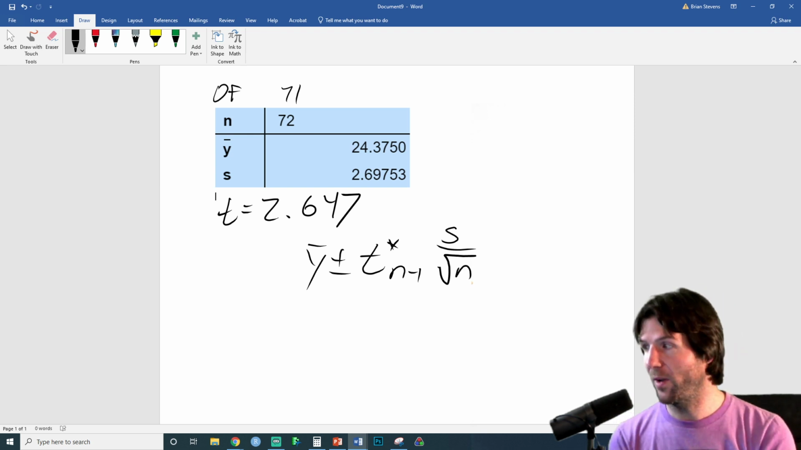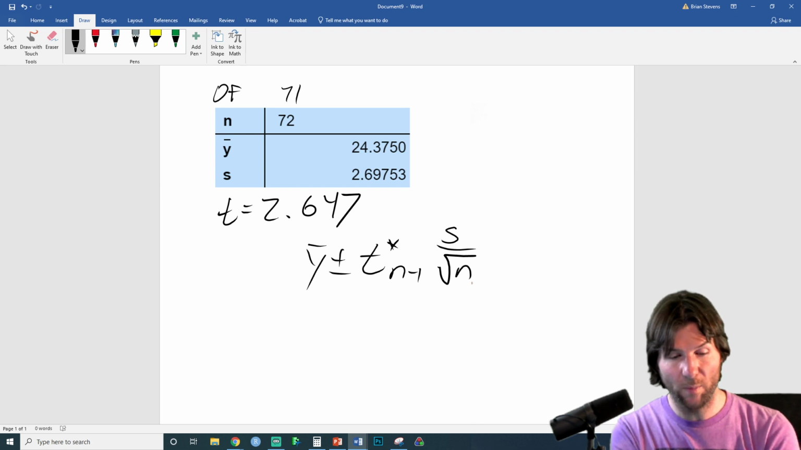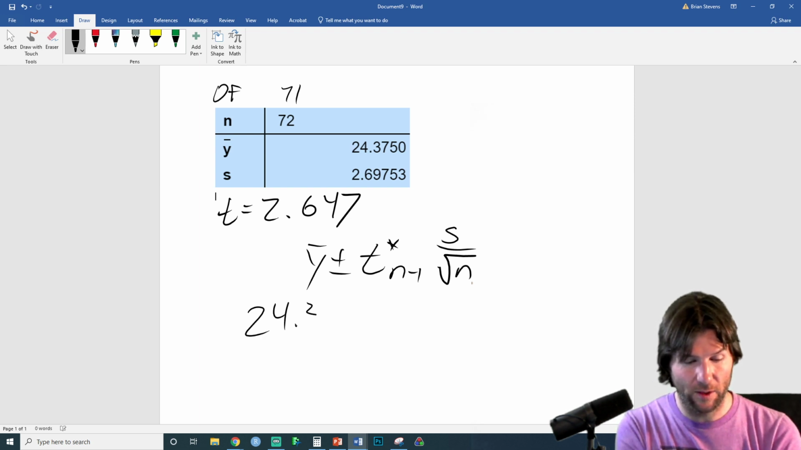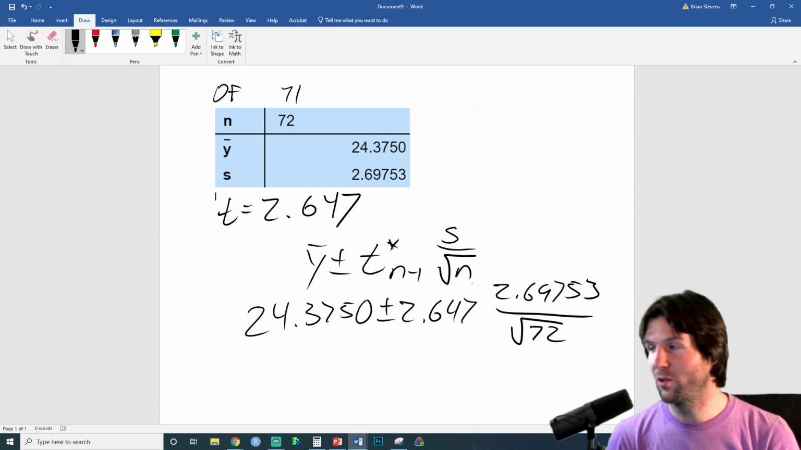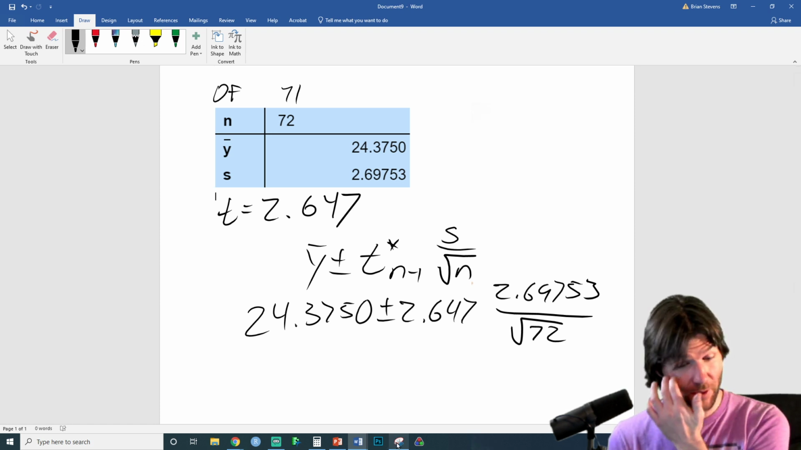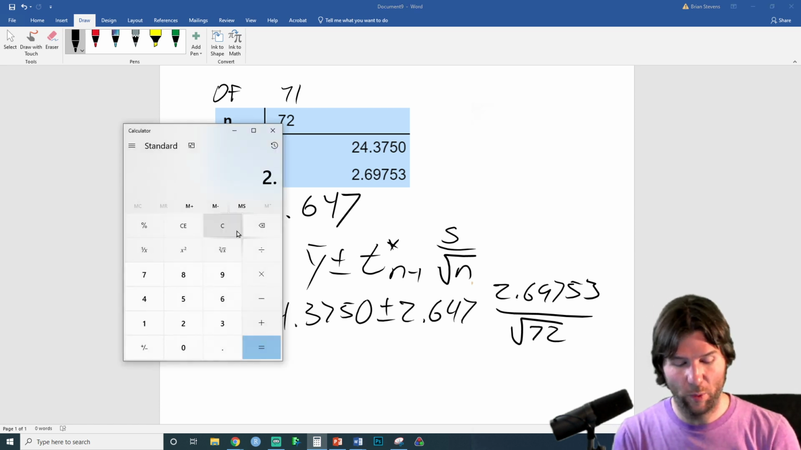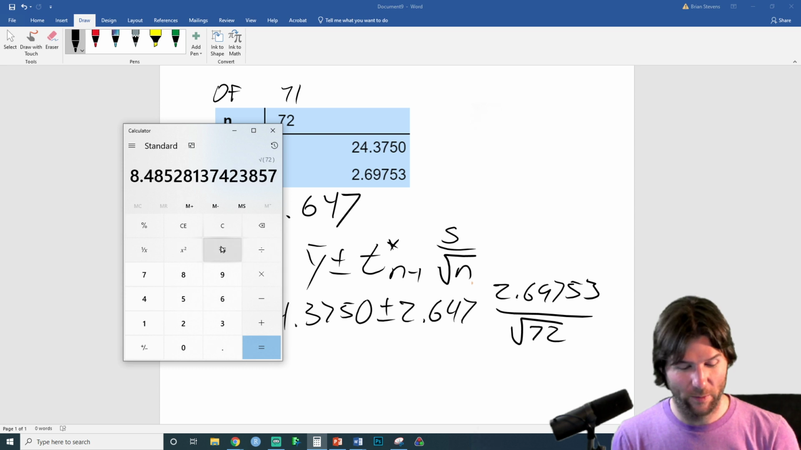And so now we need to identify all the notation we have right here. Y bar is going to be 24.3750 plus or minus the t star, which is 2.647. And then we have the s, which is 2.69753. And then we do square root of 72. So much math on the screen right now. Let's divide by the square root of 72, copy that.